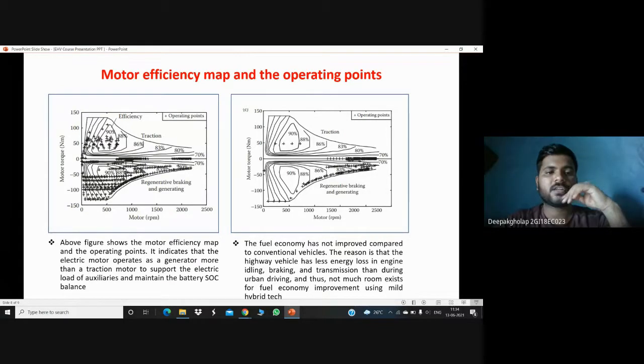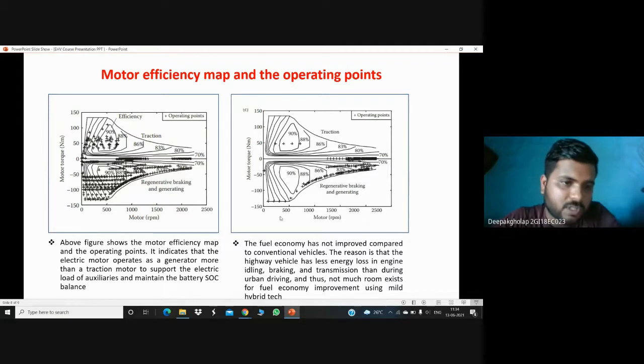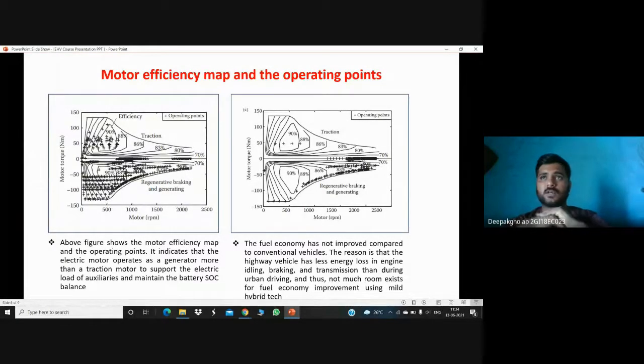The figure is representing the motor efficiency of mild hybrid vehicles in urban cities. Here you are seeing the operating points are inside this 90% region, which is the optimal operating region. As we discussed earlier, when the operating points are within or close to the optimal operating region, the efficiency is higher. When they are away from it, we get lower efficiencies.